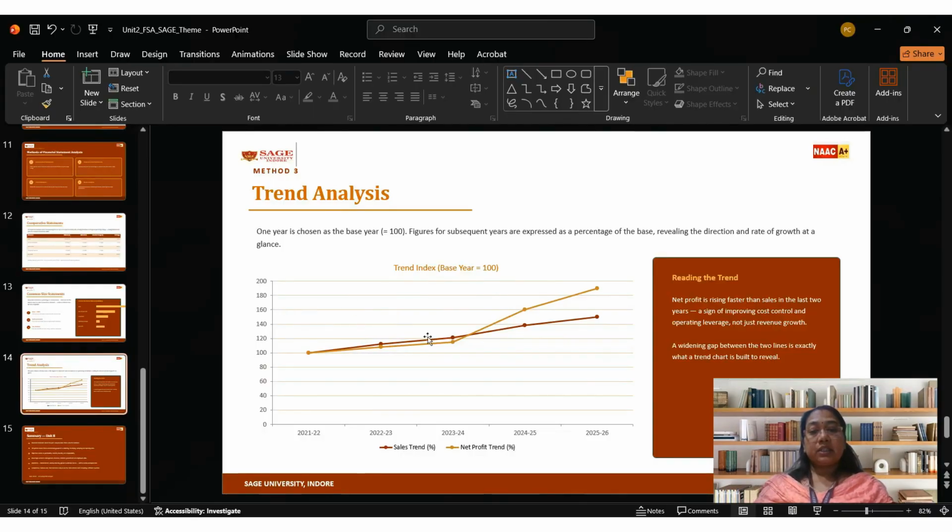Our third method is trend analysis. Here we pick one year as a base year and treat it as 100. Every subsequent year's figure is then expressed as a percentage of that base. So we can see the direction and pace of growth at a glance.